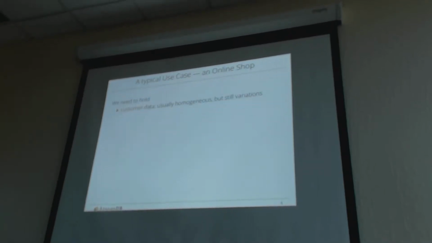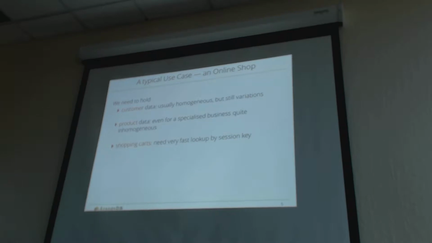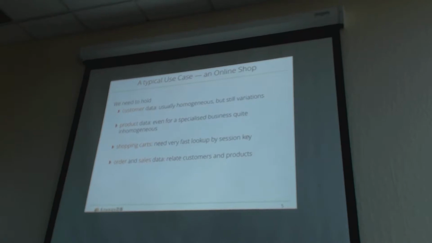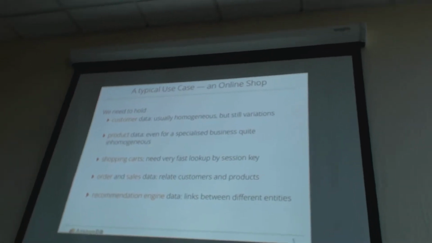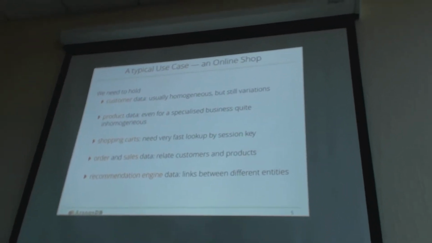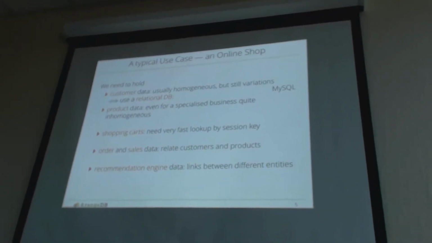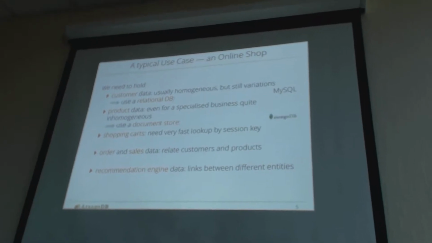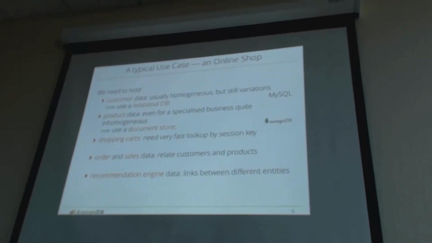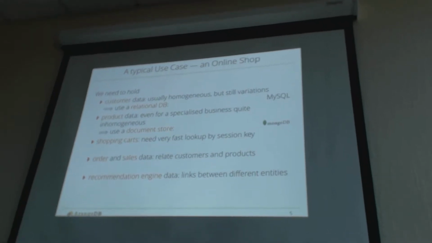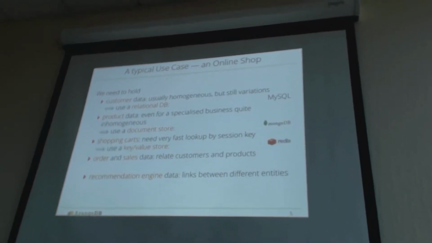So let me run you through an example. A typical use case is an online shop. Let's see what data we have there. We have customers, we have products, we have the shopping cart, because obviously every online shop has a shopping cart in the right upper corner usually. You have order and sales data, and you want to have a recommendation engine. Now, if you look at all these different types of data, then you see that you probably store your customers sensibly, according to this polyglot persistence idea, in a relational database. Whereas your product data, you might have very different data for each product. You probably want to store it in a document store like MongoDB.